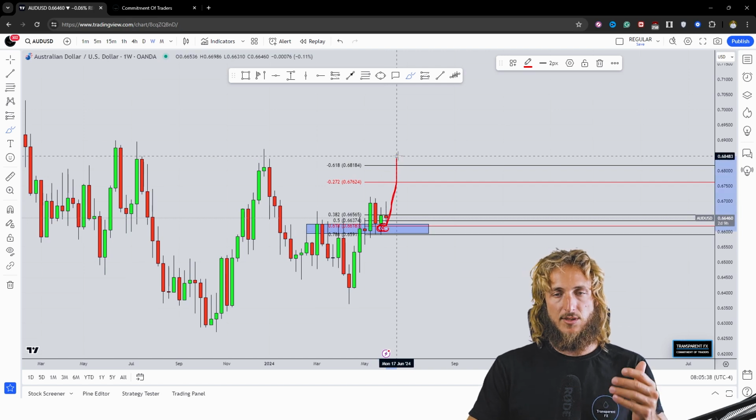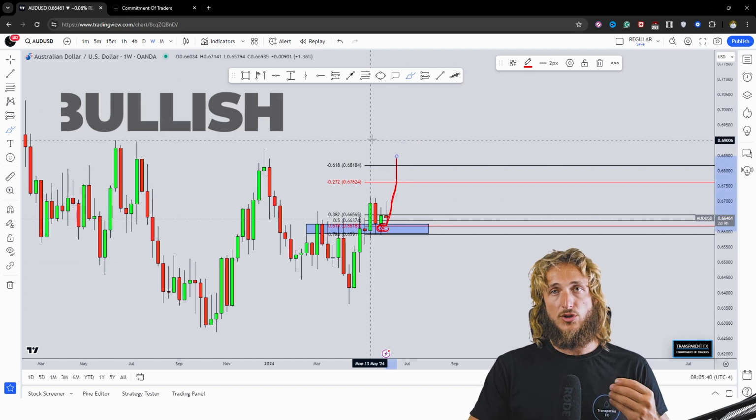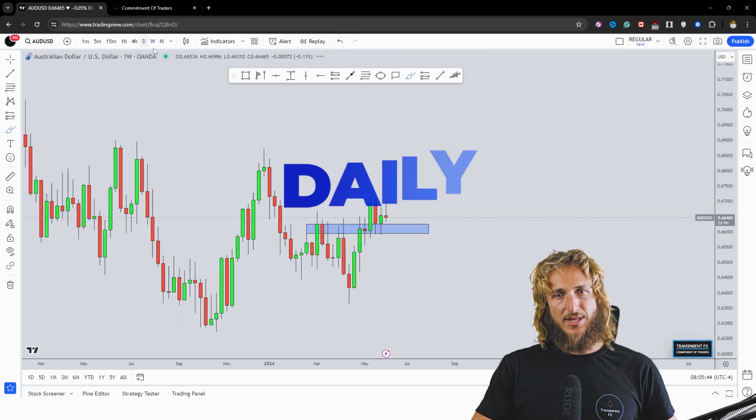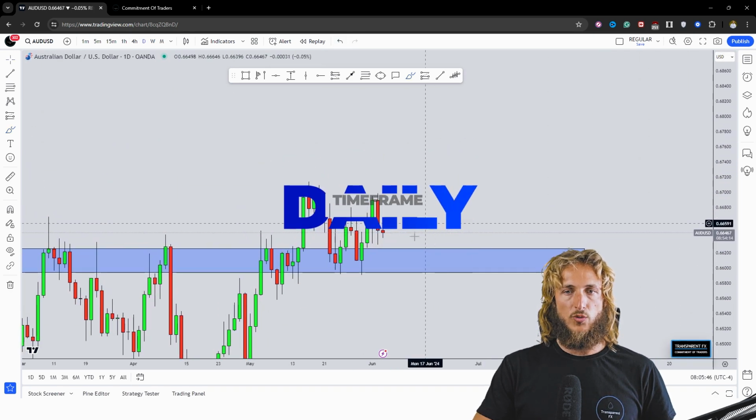So there is definitely the possibility of seeing some bullish price action being created away from this level. Dropping down on the daily time frame, what do we see?